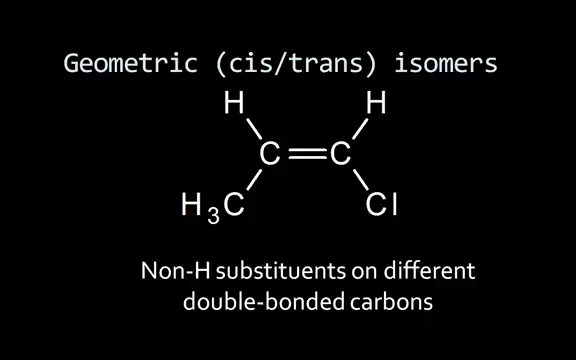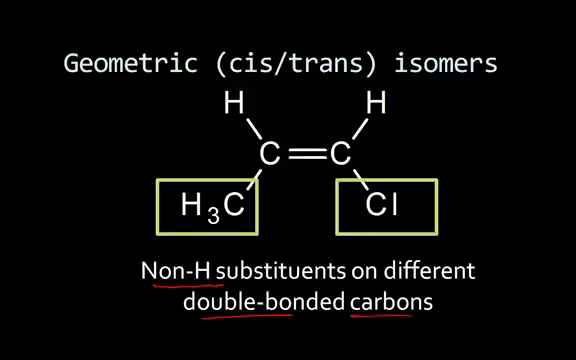The other type of isomers you need to know are your geometric isomers or the cis-trans isomers. For cis-trans isomers to exist, you must have non-hydrogen substituents on different carbons, and there must be a double bond. So something like this where you have two different substituents, two non-hydrogen substituents on different carbons, with a double bond in between. If they're on the same carbon atom, like if I had chlorine here and hydrogen here, then that would not have any cis-trans isomers.